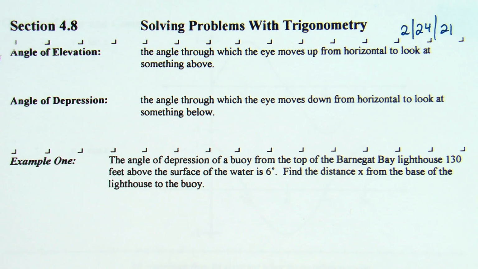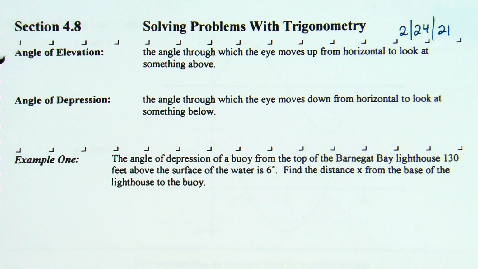Angle of elevation. You probably have an idea, but angle of elevation is the angle through which the eye moves up from the horizontal to look at something above. So this is if I'm looking up at the sun or looking up to the top of a building. The angle of elevation is the angle between the horizontal, so like horizontal straight out or the land, and my line of sight. So that's angle of elevation.